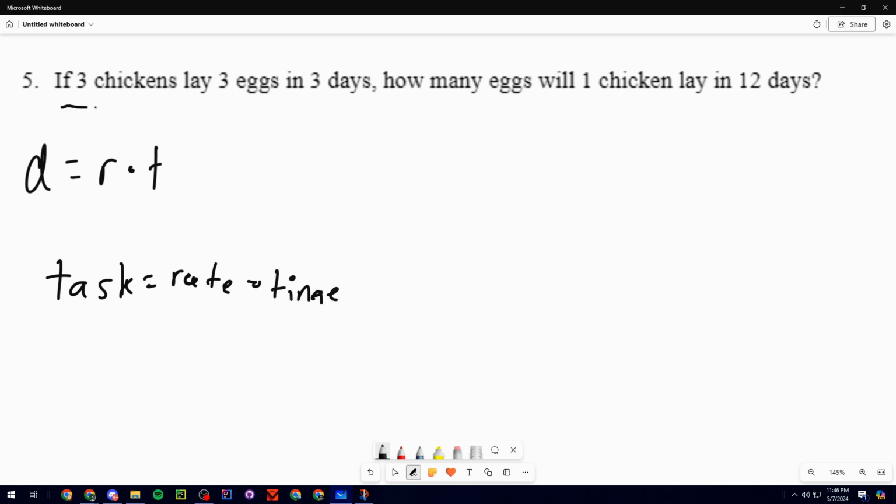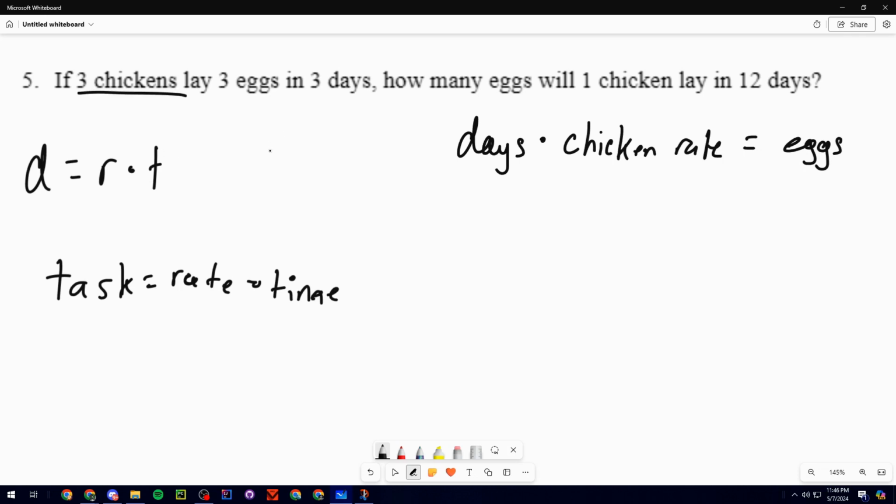So what does this mean? We can apply this to chickens and eggs. Generalizing the formula, we have the time in days, times the chicken rate, is equal to eggs, right? And why do I say chicken rate? Because here it says 3 chickens, so I'm just going to say the rate of 1 chicken laying an egg is C, so here it would be 3C, right? Now, what's the first equation? That just says that in 3 days, 3 chickens, so 3C is your rate, is equal to 3 eggs.